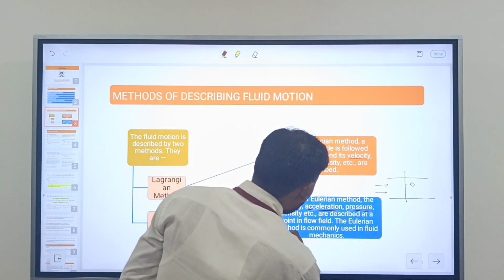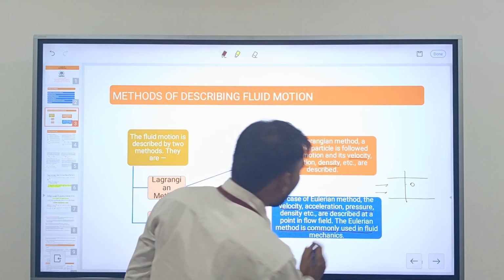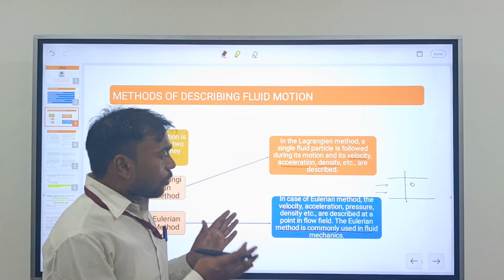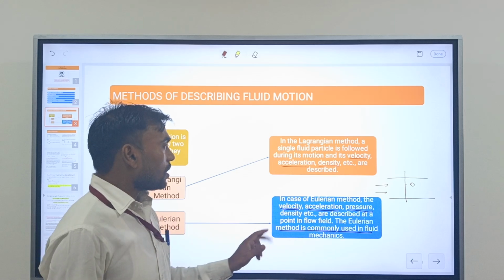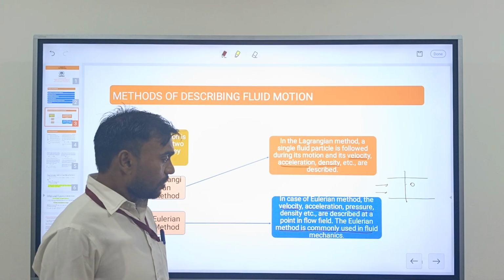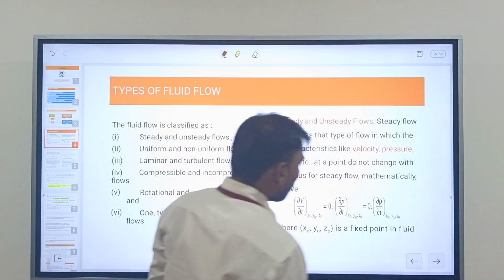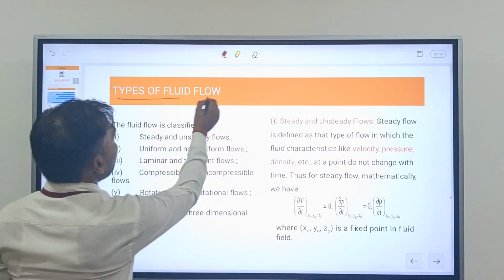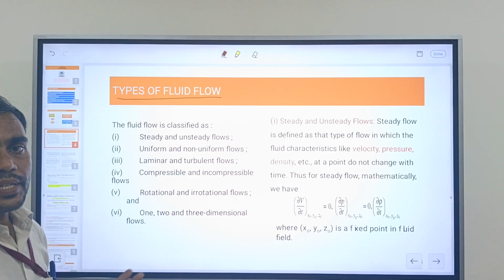The Eulerian method is commonly used in fluid mechanics, so we are going to use the Eulerian method of fluid motion. Let us move towards the next slide. What are the various types of fluid flow?